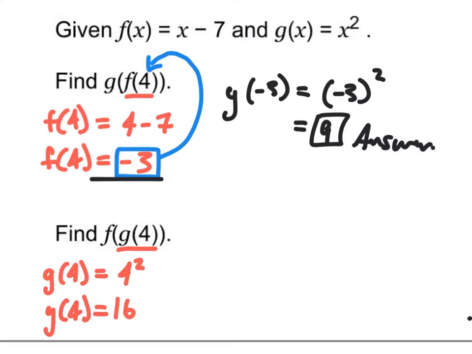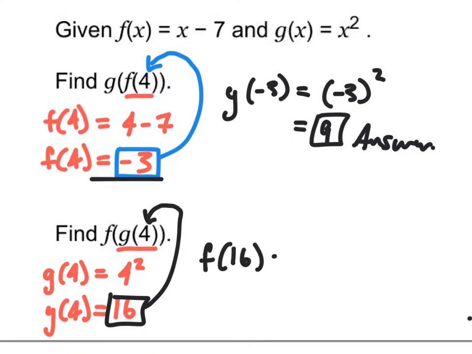Now, it wants me to evaluate f of g of 4. Well, g of 4 was equal to 16. So right now, the whole thing I'm doing is taking 16, my new y value, and plugging it into my function f. So therefore I get f of 16, okay, which is just going to be 16 minus 7. Now I'm plugging it into this function here. And then that's going to give me, what is that, positive 9?